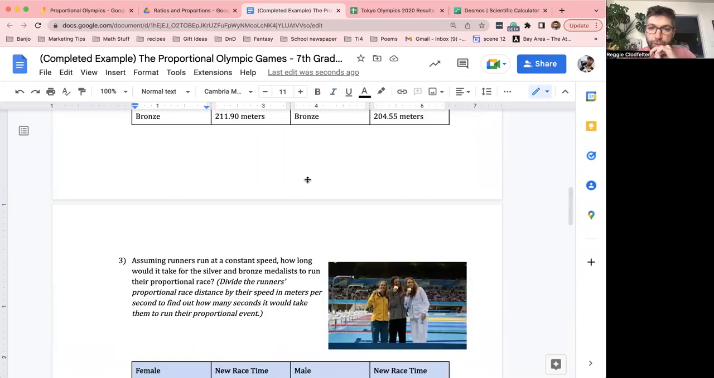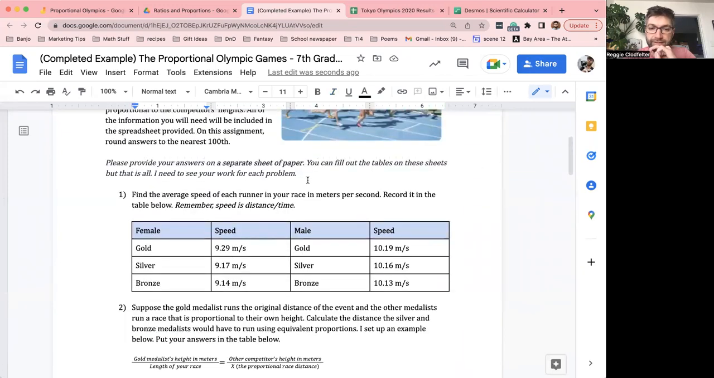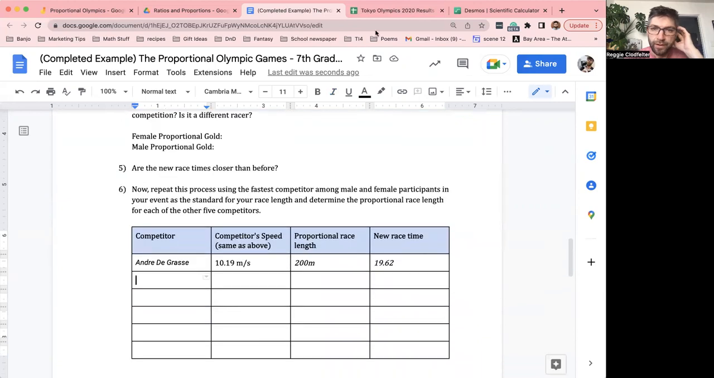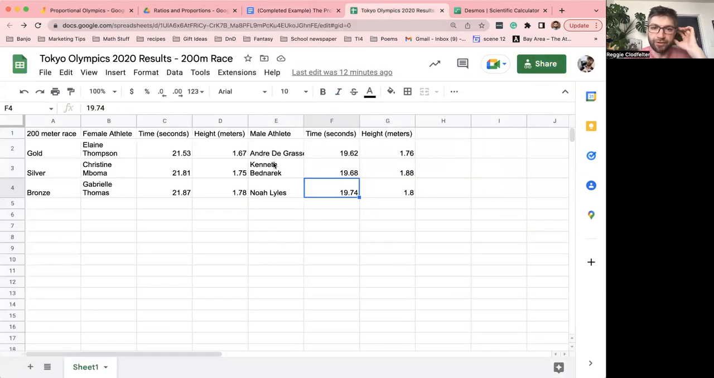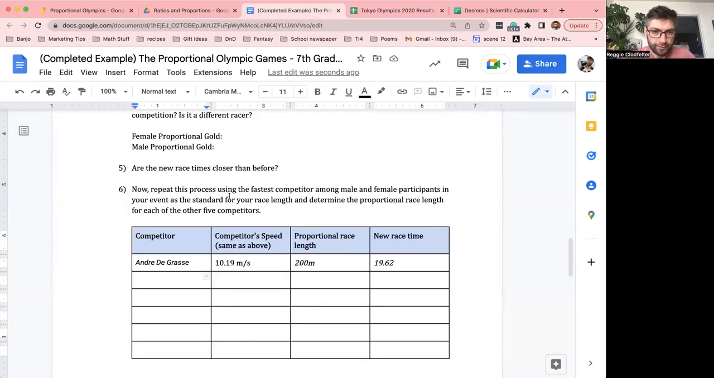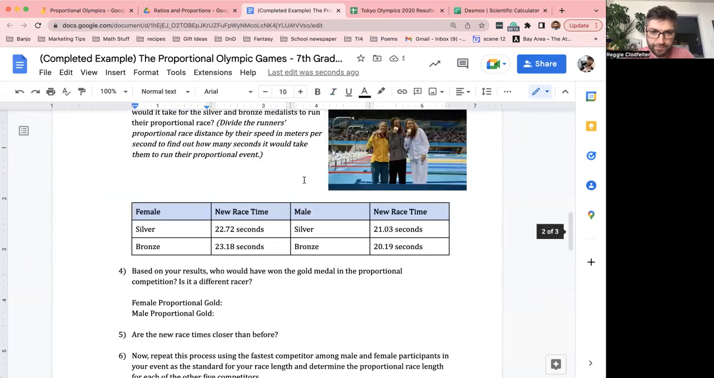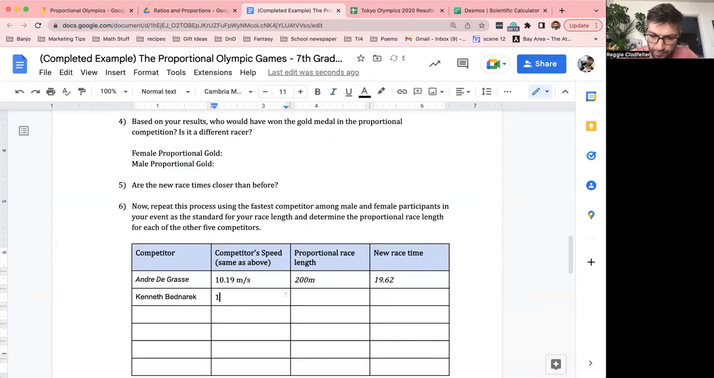Then you put the silver medalist from the same division. You don't have to do it in this order, but I think it's the way that makes the most sense. In that case, this would be Kenneth Bednarek. So I put them there, and I'm going to grab their speed from question 1, 10.16 meters a second.